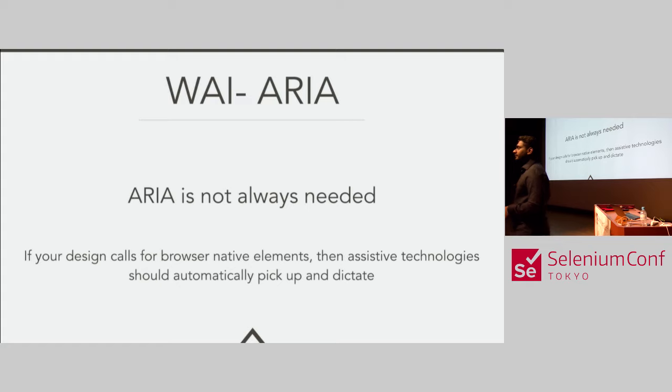embrace accessibility. Be more inclusive about what you're developing. Be passionate about what you're developing. These ARIA attributes are not a band-aid for your accessibility errors. They're just one of the ways to help you fix those problems. And again, it's not needed in all situations. If your application uses native browser elements, they'll automatically be picked up and announced. You don't need an ARIA attribute for that.